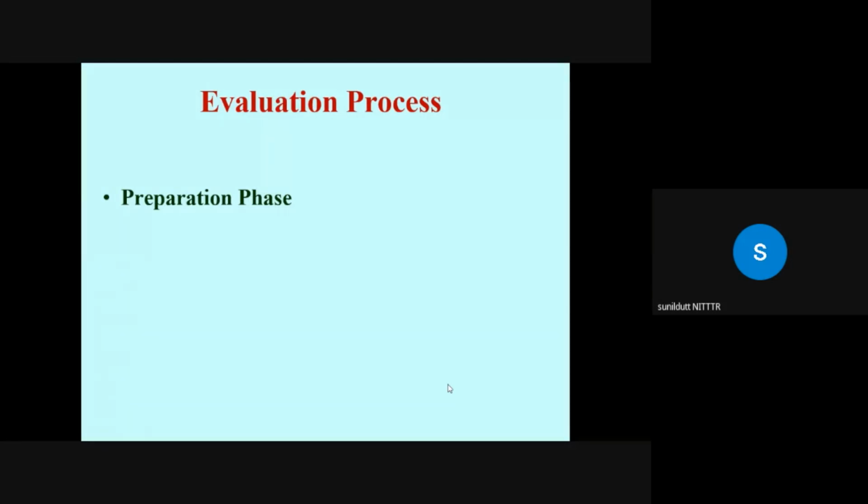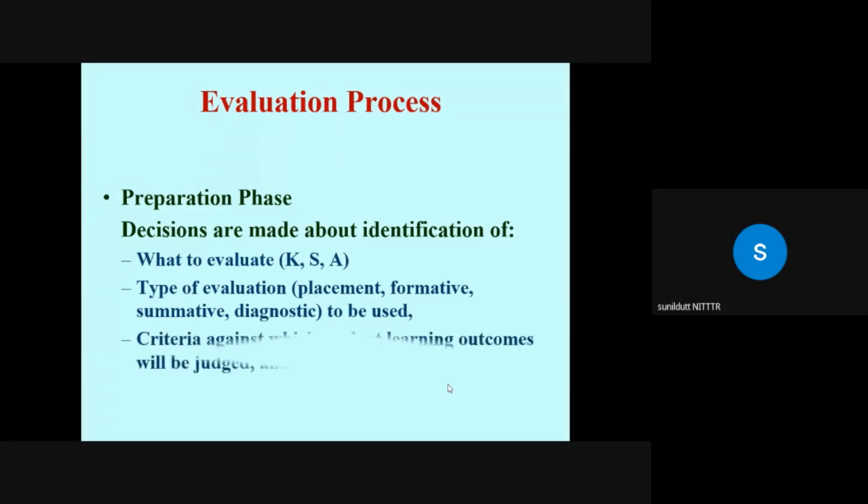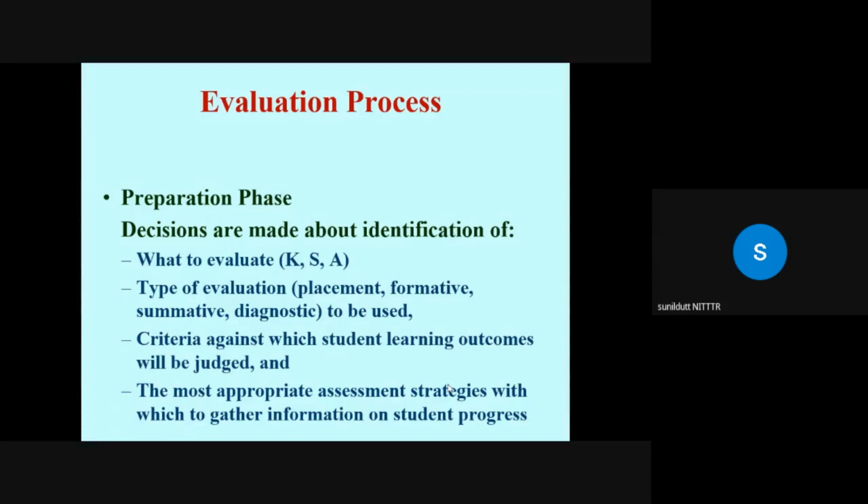So in this phase, decisions are made which describe the information needed. So what is to be evaluated? The type of evaluation to be used, whether it is formative, summative, diagnostic. So what to be evaluated means whether you want to evaluate the students' attainment of knowledge or attainment of skill or attainment of attitude. Okay. Then type of evaluation to be used, what is the criteria against which student learning outcomes will be judged, and finally the most appropriate strategy with which to gather information on student progress.